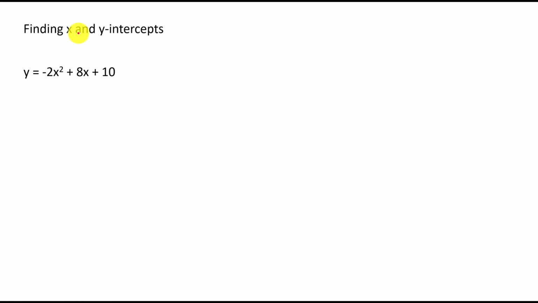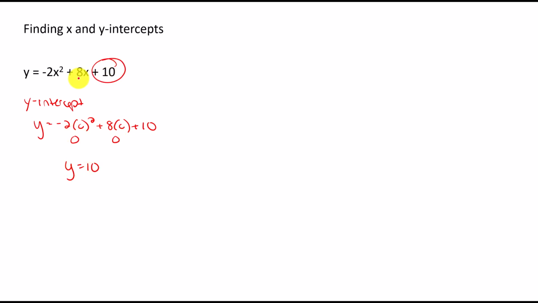Okay, so y-intercepts, remember, are really easy. To find my y-intercept, I can plug 0 into x. And this is going to be 0, and this is going to be 0, so I'm just going to get 10, which you can see right here very easily. And so we're going to write that as (0, 10) as a coordinate. We plugged 0 into x and we got 10.